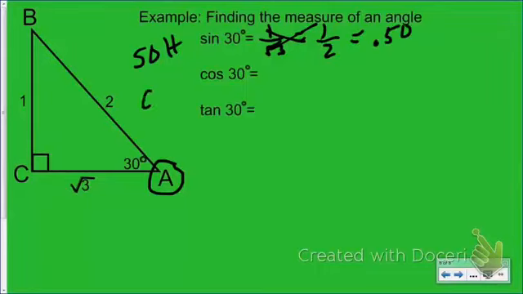Okay, cosine would be CAH, and so that's adjacent over hypotenuse. That would be square root of 3 divided by 2. So if I do that on my calculator, the square root of 3 divided by 2, I get 0.866 if I round it.